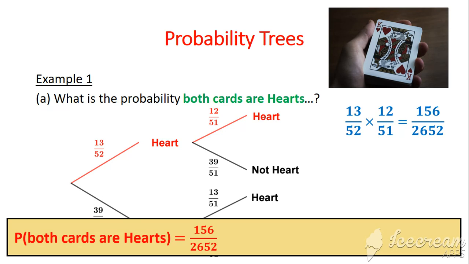So we can answer this question by saying the probability both cards are hearts is 156 over 2,652. We may choose to simplify that down to 1 chance in 17. We may go top number divided by bottom and turn it into a decimal, or we could multiply the decimal by 100 to make it a percentage. All of these are acceptable forms of probability.